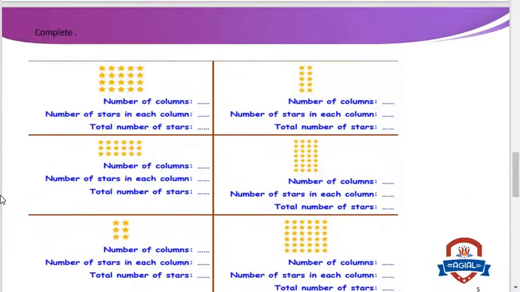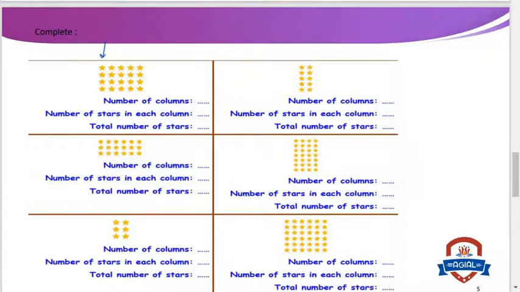Okay, in here we will find the total number, but about columns. At first, number of columns. We say column go from up to down. 1, 2, 3, 4, 5. So we write 5 columns. Number of stars in each column. How many stars in each column?